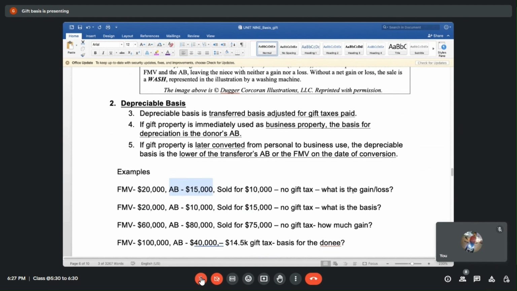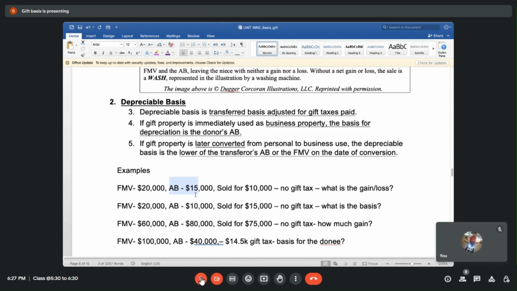So here the loss will be 5K, because we have to go with the lesser of. Got it, because FMV is more than adjusted basis, right? If FMV is less than the basis, maybe we'll see an example of what happens. But let's go to the next one.